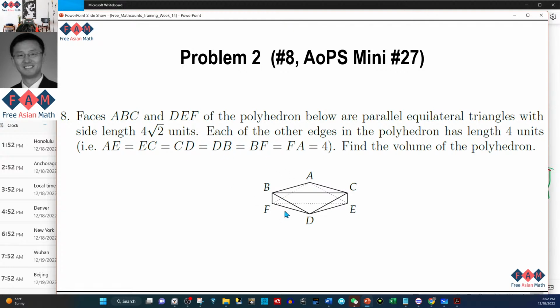Then we have CD, which is observable, and DB. They are all 4. So this provides some really challenging because this figure was not drawn according to the scale. Clearly, there's no way if BC here is 4 square root of 2, there's no way CE and the BF is just 4.